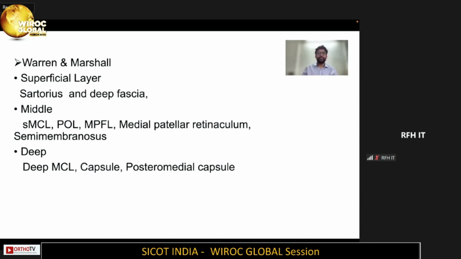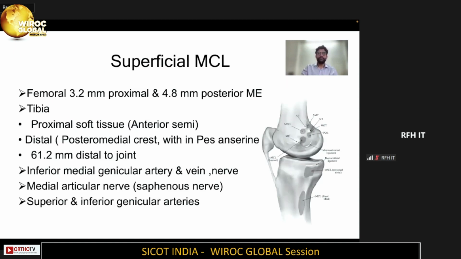Warren Marshall described three layers: superficial, middle, and deep layer. The superficial layer contains sartorius and deep fascia. The middle layer contains the superficial MCL, posterior oblique ligament, MPFL, medial patellar retinaculum, and semimembranosus. The deep part contains the deep MCL and posteromedial capsule.